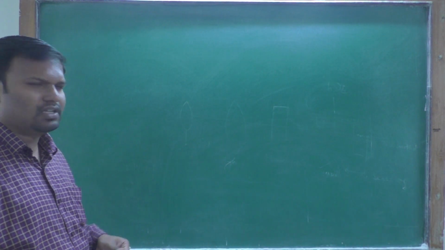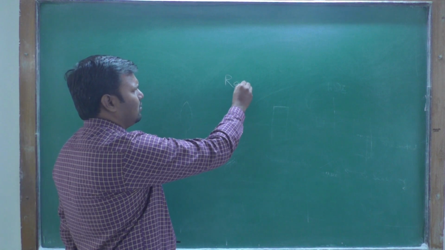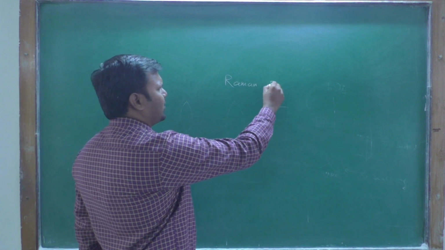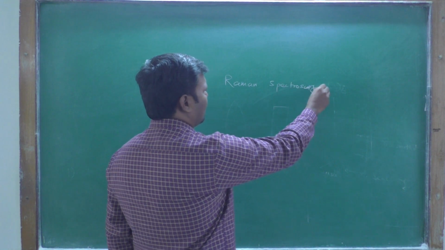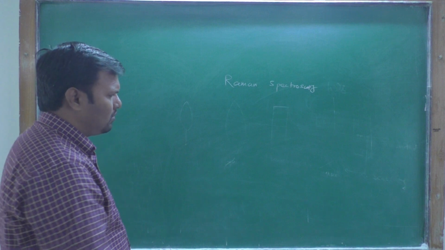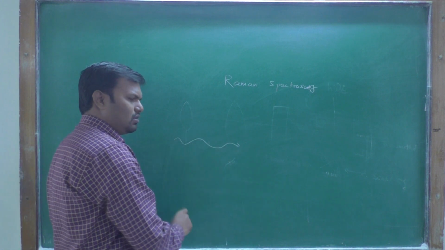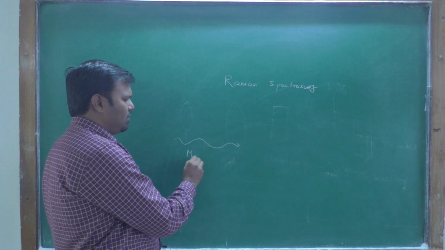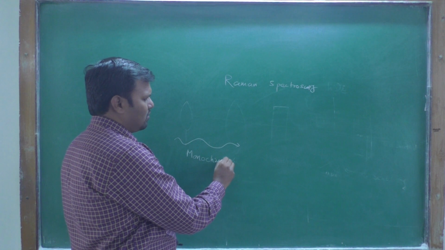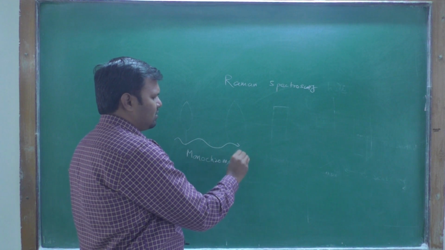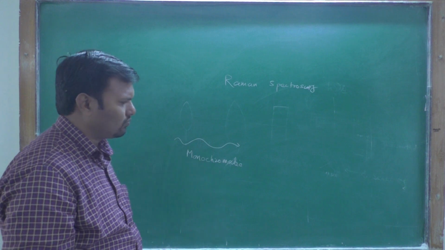So, dear students, today we will learn Raman spectroscopy. When a beam of light, suppose we consider a monochromatic beam of light. Monochromatic means which has only one wavelength.